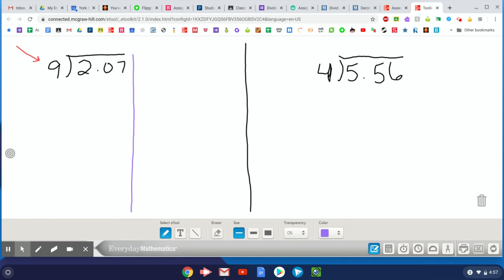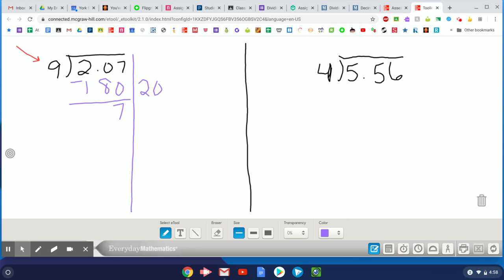How many 9s are in 207? So we're going to pretend like the decimal's not even there. We're just going to divide and move the decimal into the answer. How many 9s are in 207? Well, let's see. 10 9s would be 90. So let's double that. 20 9s would be 180. Let's go with 20 9s. 20 9s would be 180. We'll subtract that away.